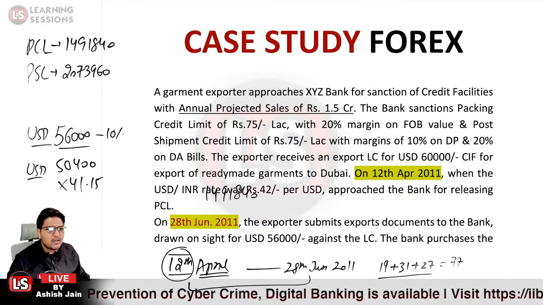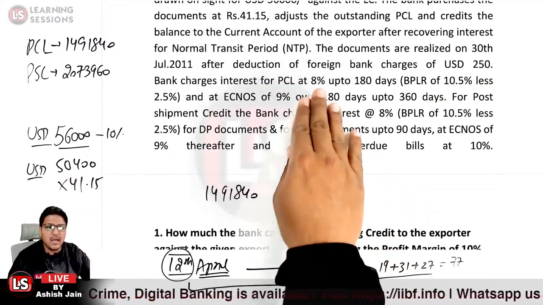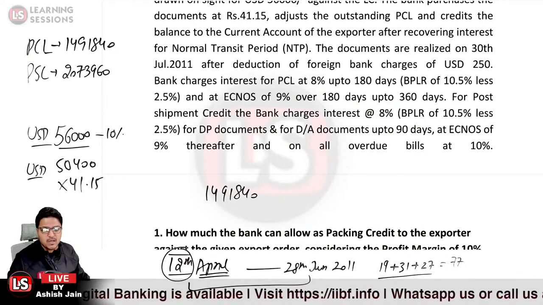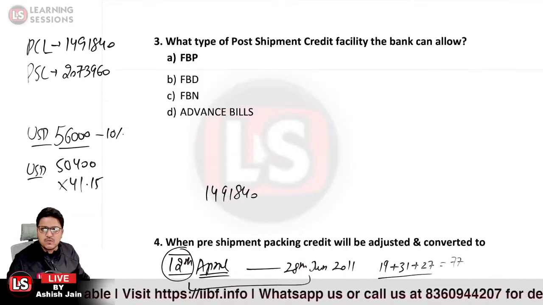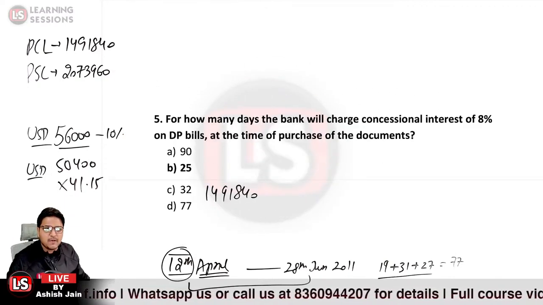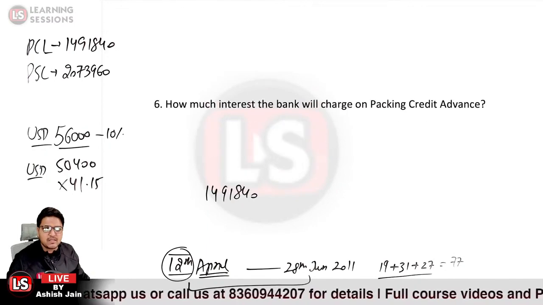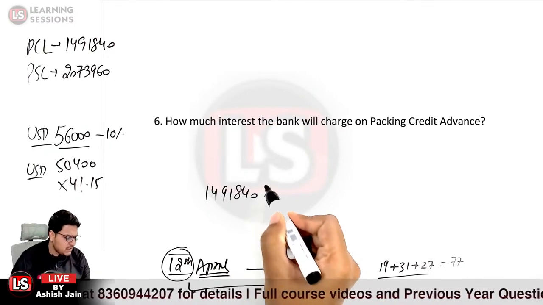And further, if we look at the interest factor over here, it is clearly mentioned that the bank charges 8% interest up to 180 days. So in this case also, how much interest will be charged? 8% interest will be charged, and further that will be charged for 77 days. So we'll be multiplying it with the 8% over here.